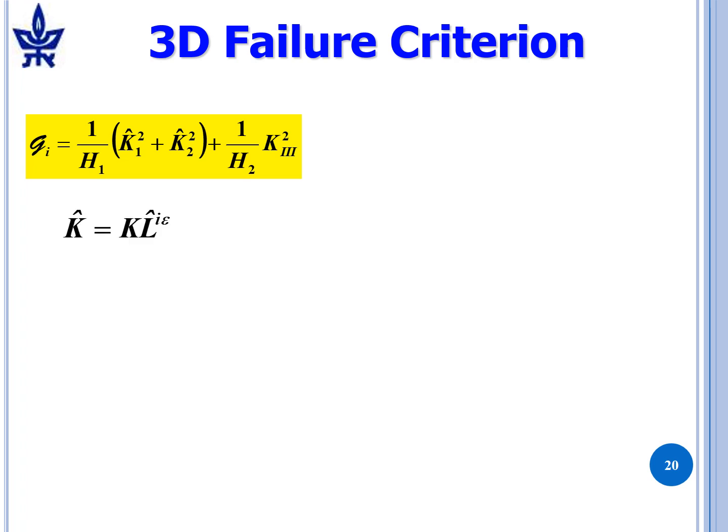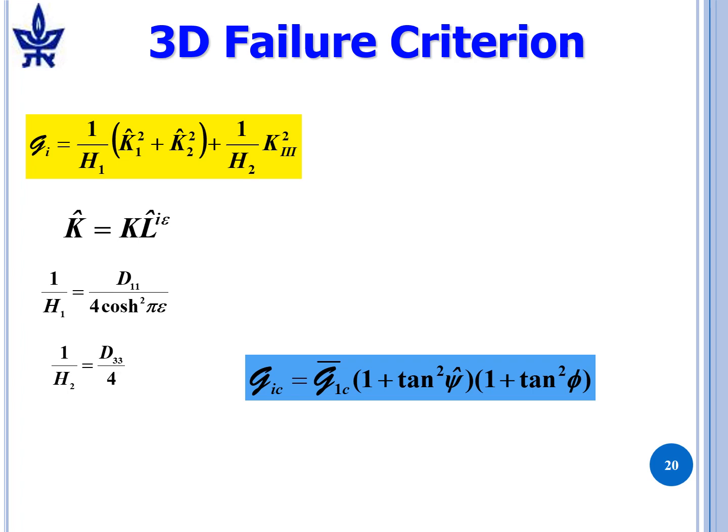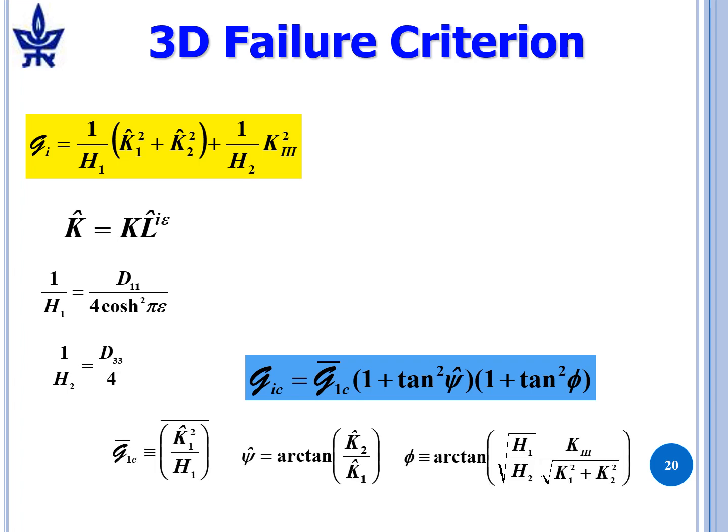So G is the sum of the squares of the Ks, and of course we have the mechanical properties H1 and H2, and we manipulate the equation in yellow to have the form of our criterion, where all the quantities are defined. G1C bar is the same as before. Psi hat is the ratio between K2 and K1, and phi is the ratio between K3 and the square root of the sum of the squares of K1 and K2.